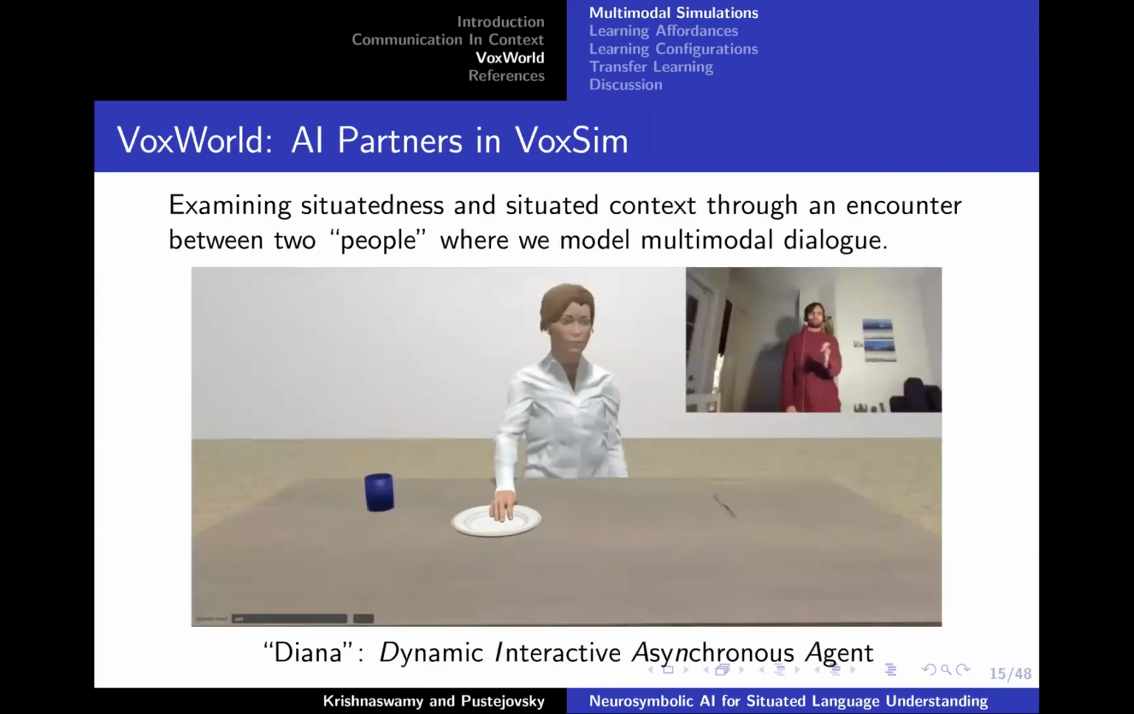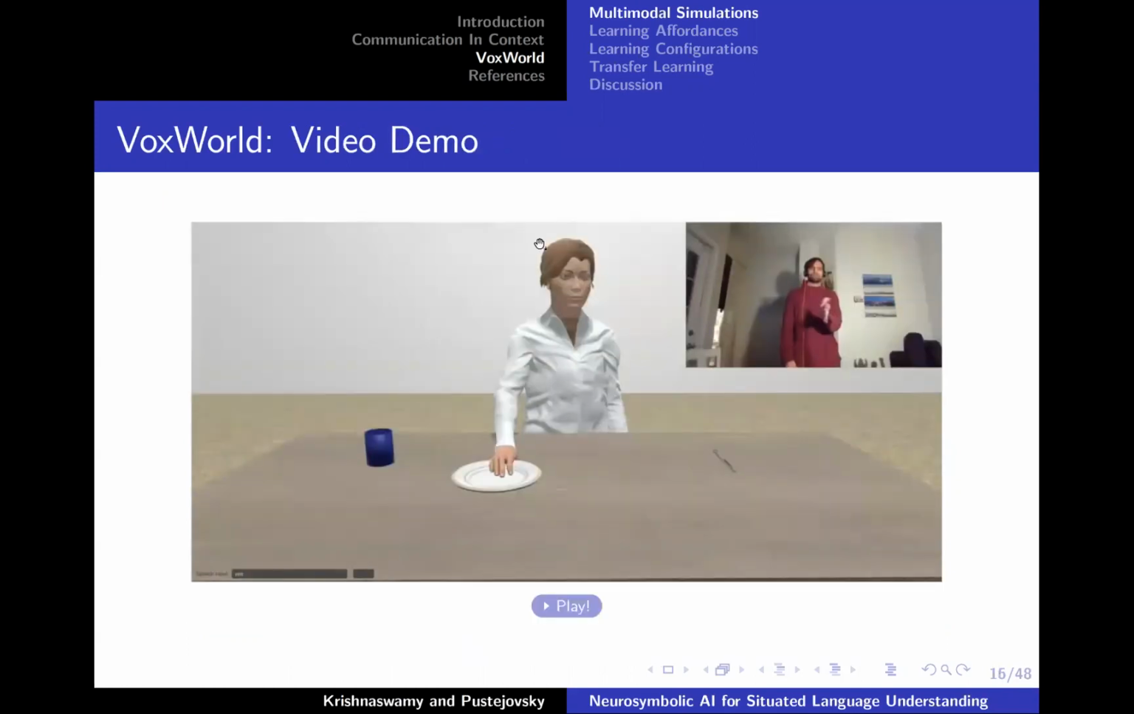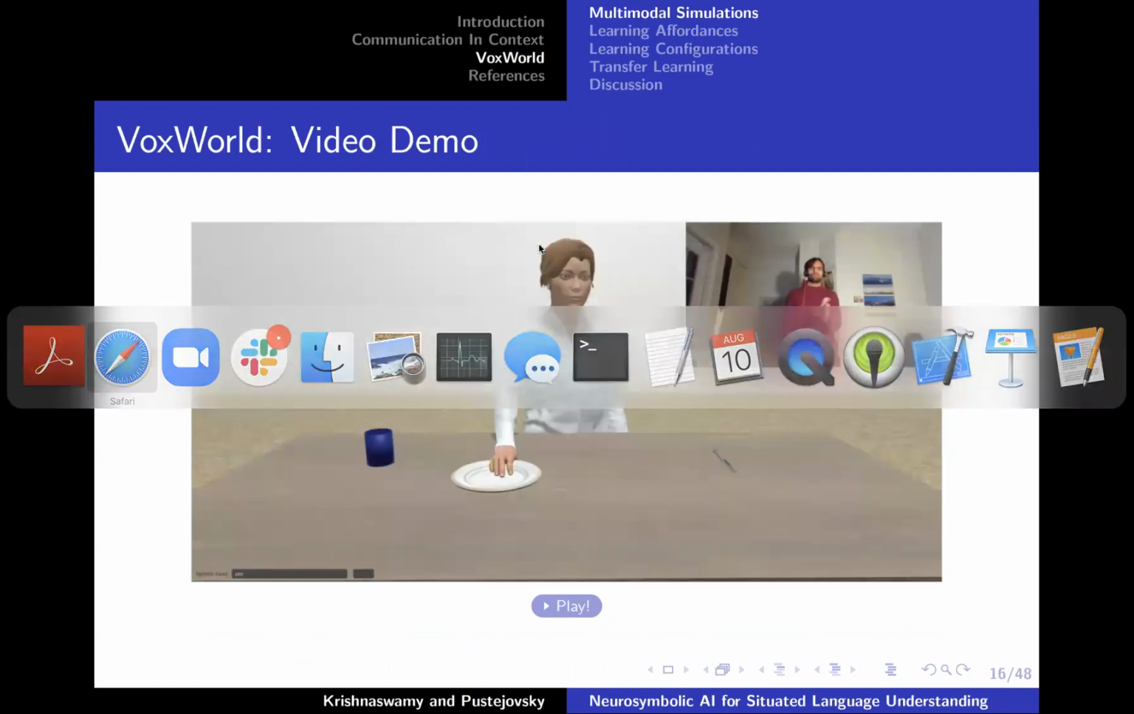So for this, we only had objects moving in isolation. But if you really want to examine situatedness in situated context, it has to be between two agents that have that same type of situated embodiment. So we created a virtual person to model multimodal dialogue, and this is Diana, an interactive agent. We'll see a lot more of her later. I'll play a brief video clip right now.